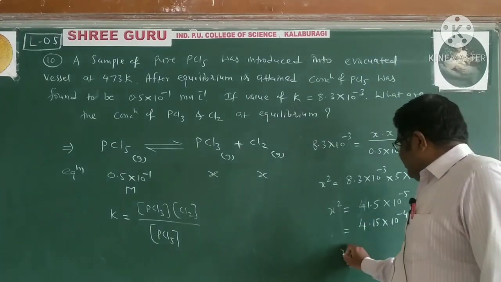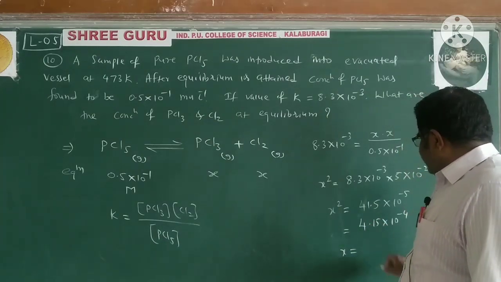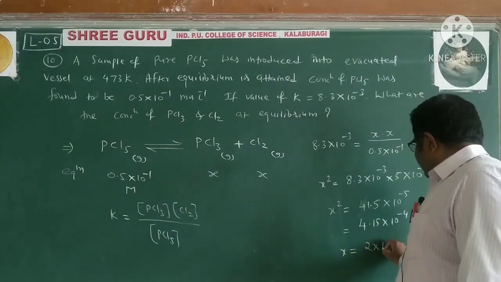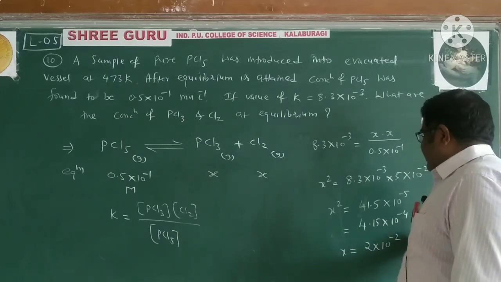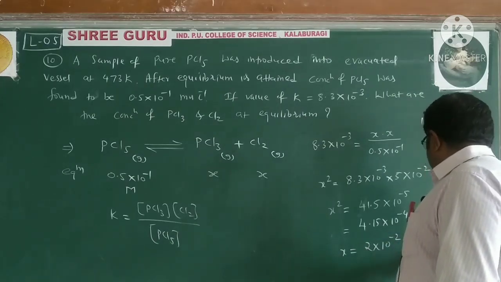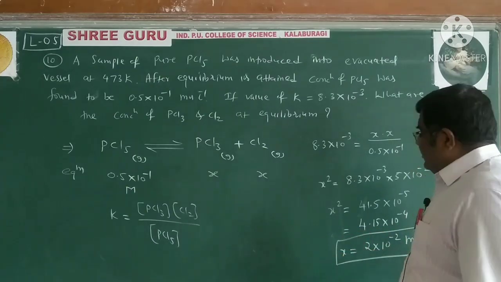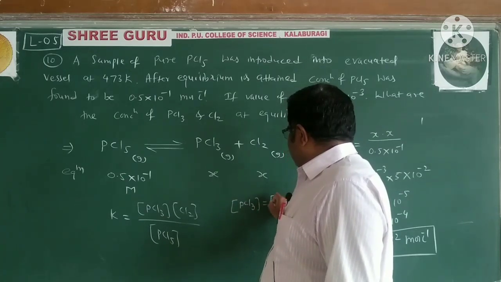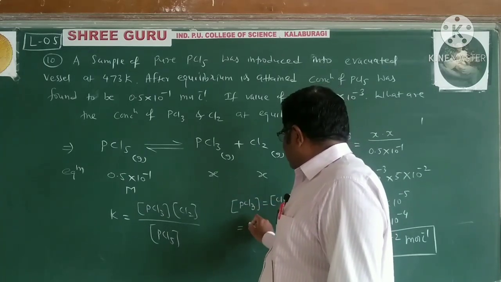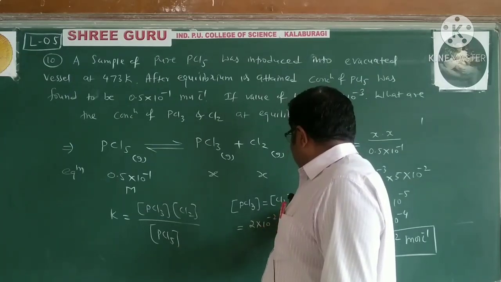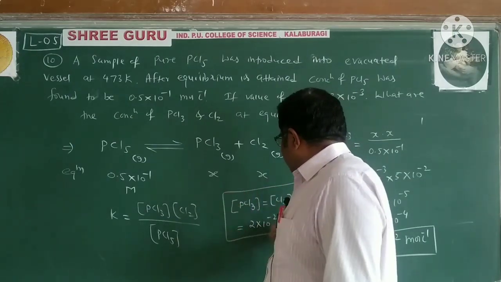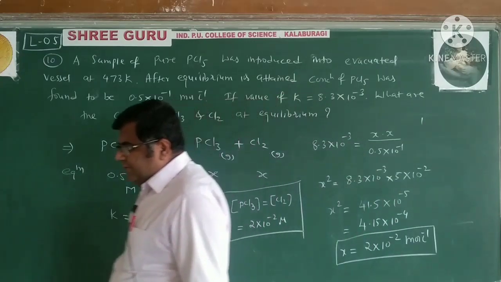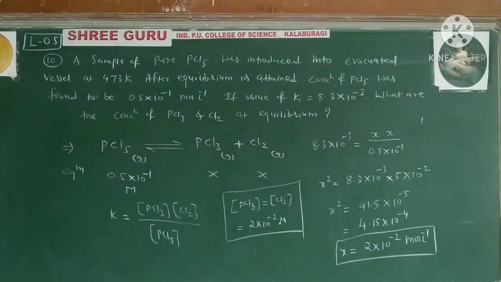So X is equal to square root of 4, which is 2, and that of minus 4 is minus 2. And we can write this as mole per liter. So we can say molar concentration of PCl3 is equal to molar concentration of Cl2, and that equals 10 raised to minus 2 mole per liter. Capital M is nothing but mole per liter. In that way we can solve this question. So this is also one of the ways in which a question can be asked.